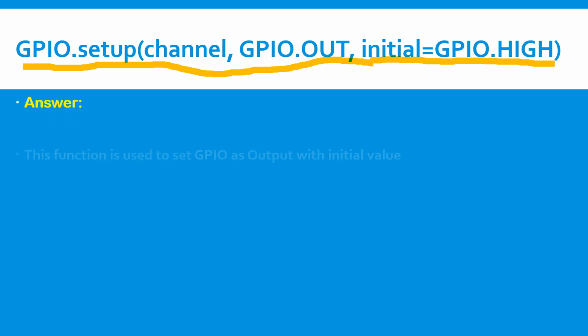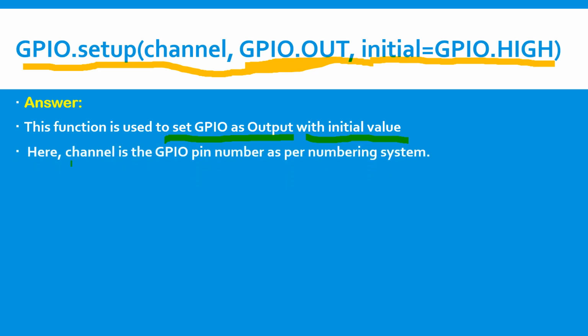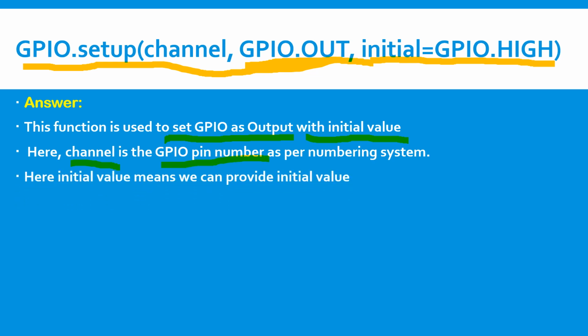Now the next GPIO function is GPIO.setup channel comma GPIO.out comma initial equal to GPIO.high. This function is used to set GPIO pin as an output, because we have mentioned here GPIO.out with some initial value. Here channel, again, is a GPIO pin number, and the initial value given is nothing but the value that we are providing.